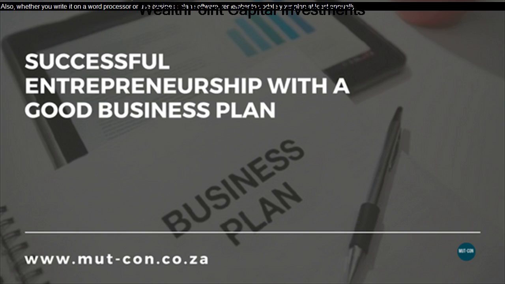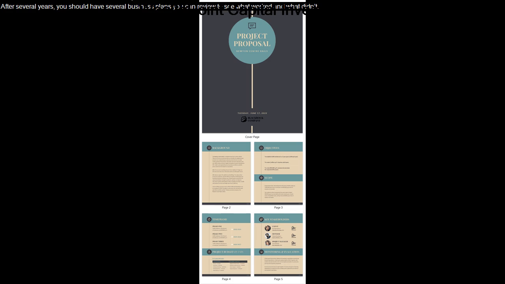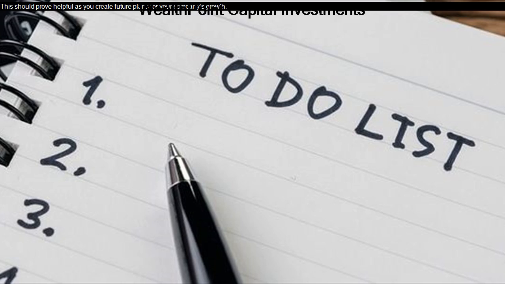Also, whether you write it on a word processor or use business plan software, remember to update your plan at least annually. After several years, you should have several business plans you can review to see what worked and what didn't. This should prove helpful as you create future plans for your company's growth.